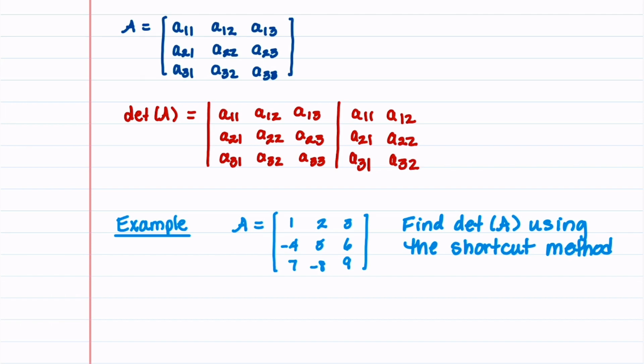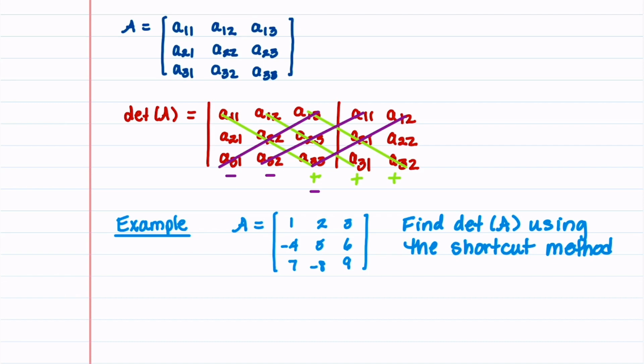The determinant is calculated by adding the products of the entries along these diagonals, this one, and this one. And we're going to add the products of those diagonals. So I usually put a plus here, and a plus here. And then we're going to subtract off the products along the off diagonals. So that's this one, and this one, and those get a minus. So we'll put a minus below there.